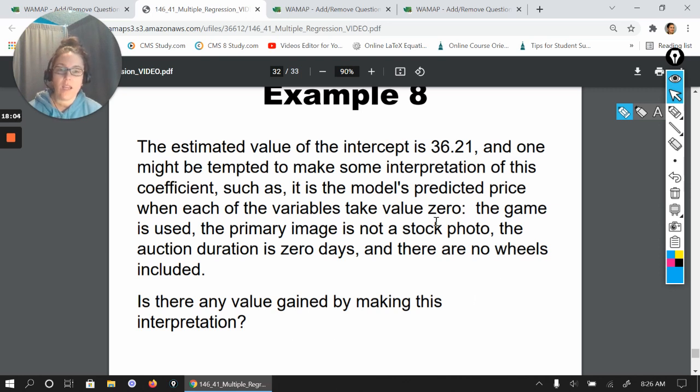Well, it's okay that we say that the game is used. It's okay that we say that the primary image is not a stock photo. And it's okay that we say that there are no wheels included, but it's not okay to say that the auction has 0 days duration, because then it would just mean that the auction didn't even happen. So you would be selling this item for $36.21 when the auction had 0 time, and then no one could buy it if it wasn't even on auction. That's the only one that's not okay to be 0, because it doesn't make sense.